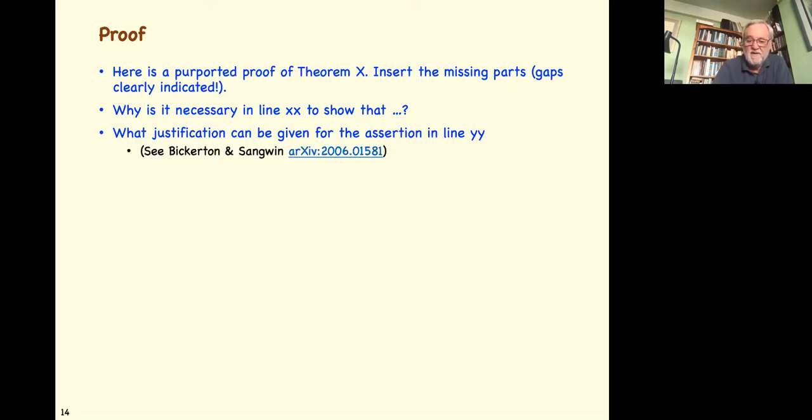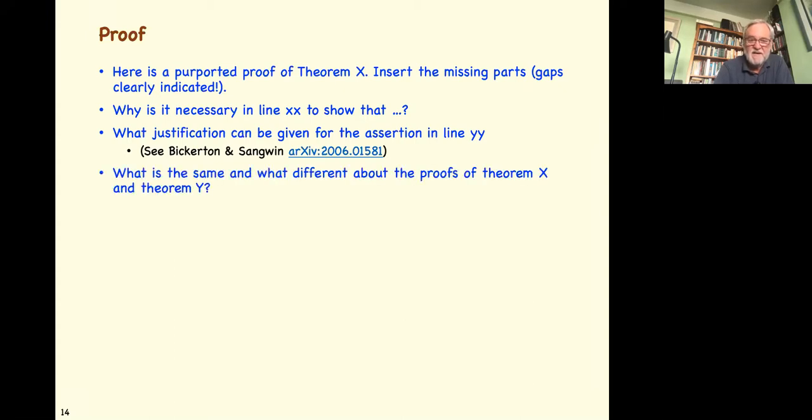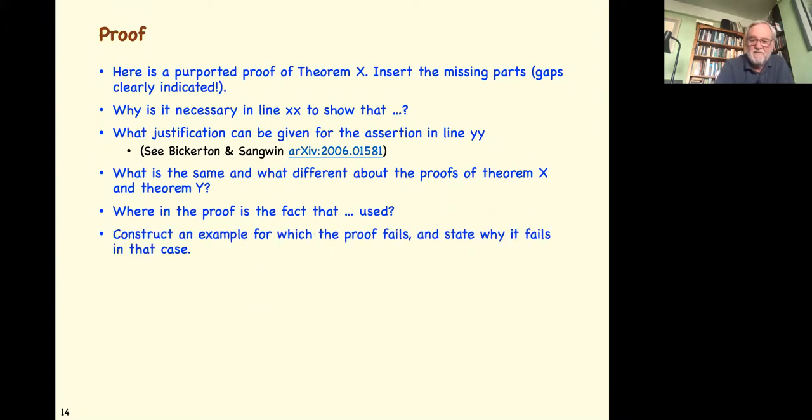And there's a paper by Bickerton and Sanguin, which is very good on this. What is the same and what different about the proofs of theorem X and theorem Y? Where in the proof is the fact that something or other is actually used? So these are all fairly obvious ways of probing without simply asking people to regurgitate a proof. Construct an example for which the proof fails and state why it fails in that case.